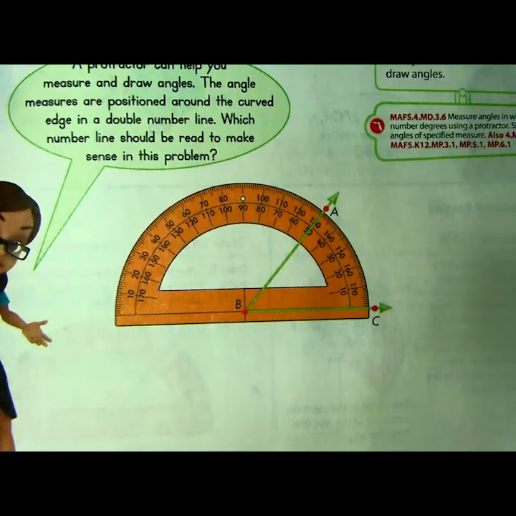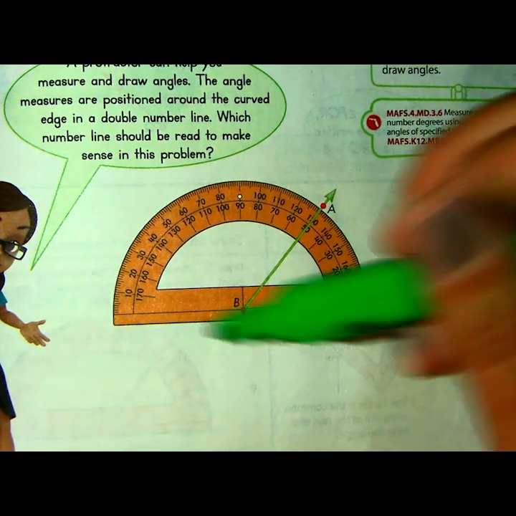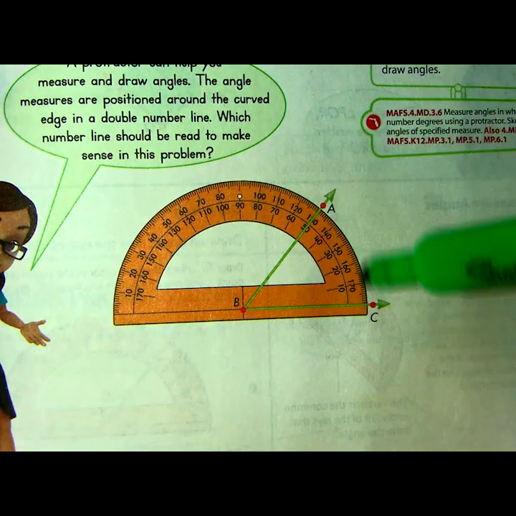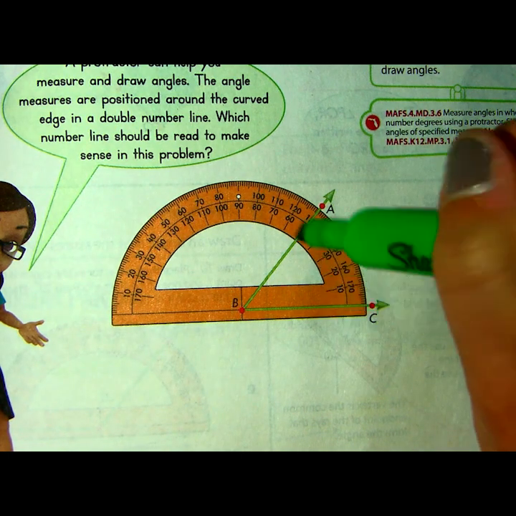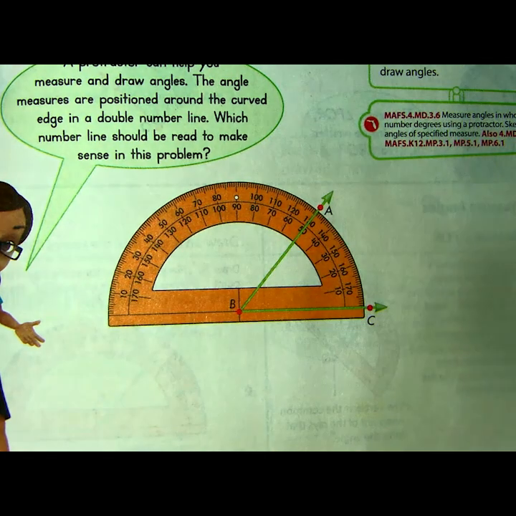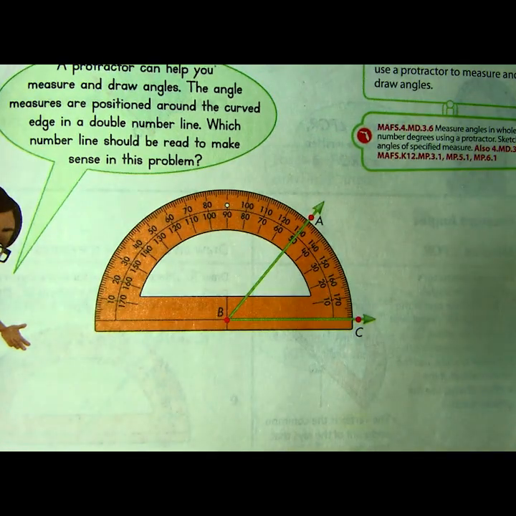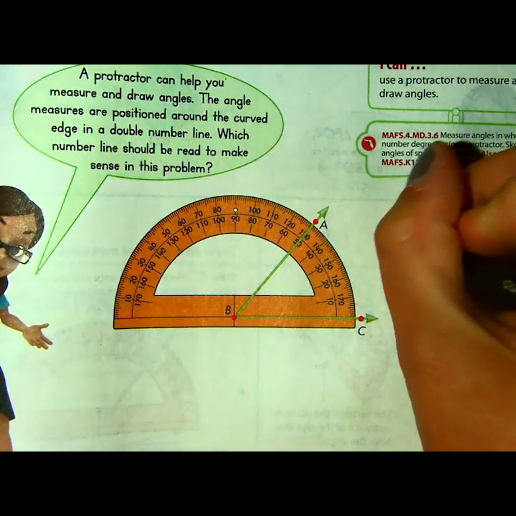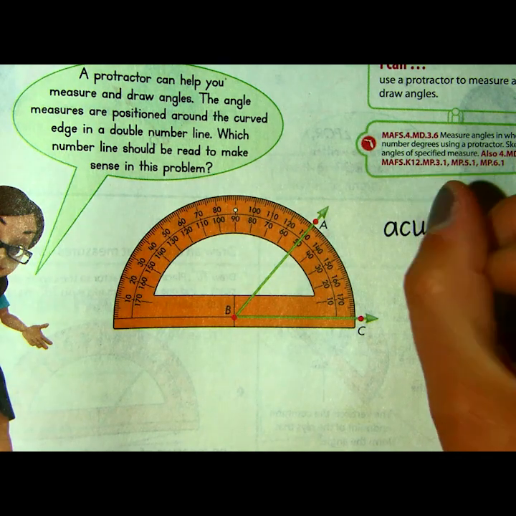So just like we said in the previous example, you have those 2 scales, one that starts at 0 over here and goes all the way to 180, and then one that starts at 0 here and then travels all the way to 180. But let's look at this angle. Right away, when you look at this angle ABC, what do you think in your brain? What do you know about this angle? Right, it's an acute angle. An acute angle is going to be less than 90 degrees.